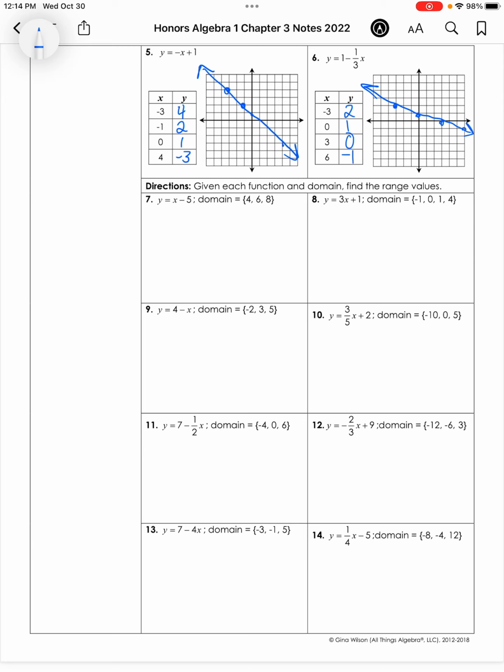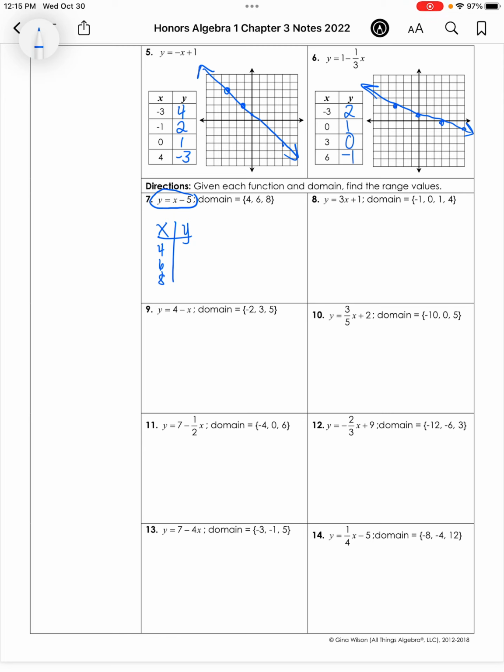Okay, and then for the last topic, so in the last section here, what we have is a function like number 7, y equals x minus 5, and they tell us that the domain is specifically 4, 6, and 8. So this one's going to be a little bit different than the graphs that we saw previously, because for these graphs, they're giving us just random x values in the table, but the equations do go on forever. They're continuous. But for this situation, they're telling us that for the table, specifically, the x values are only 4, 6, and 8. They want us to find the range values given this domain.